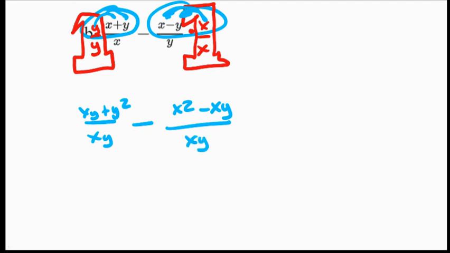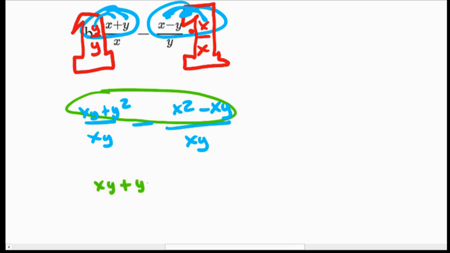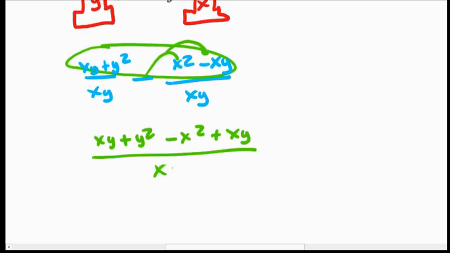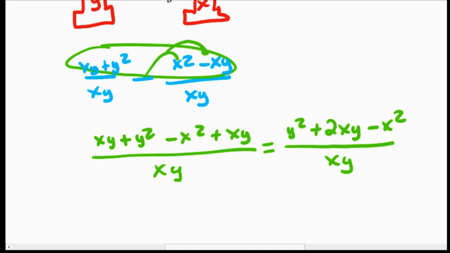And now that I have common denominators, I just need to subtract the top here. So I'm going to rewrite this as xy plus y squared minus x squared. And then don't forget I'm distributing the negative here to get plus xy, and then all of that over my denominator. So when I combine like terms, I get y squared plus 2xy minus x squared all over xy. And that's my simplified version.